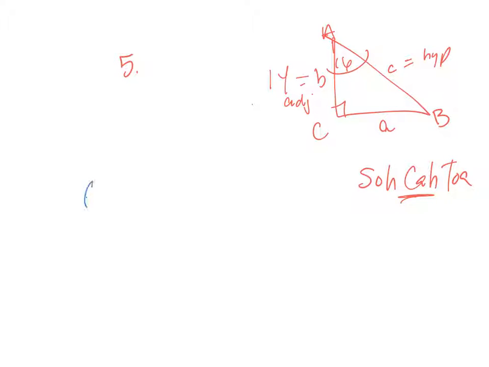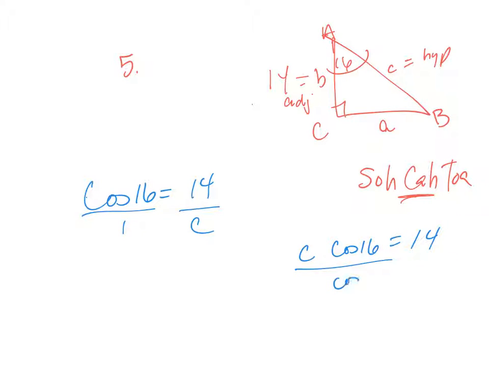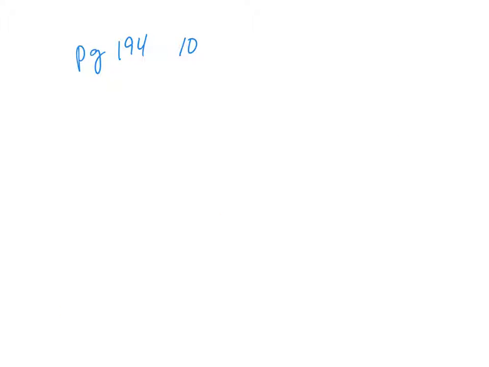So we set it up as cosine of the angle equals adjacent, which is 14, over C, which is what they're looking for. And this is going to give you some trouble because you have cosine of 16 equals 14 over C, but you have to divide by cosine of 16 in order to find the C. And you should get 14.6 or thereabout. Should be your answer. When it says solve the triangle, they want all of the parts of the triangle.